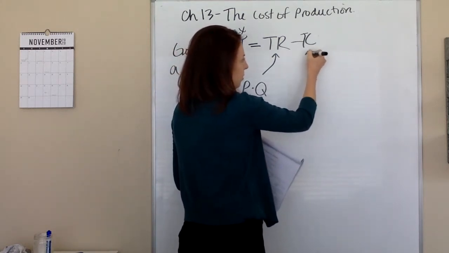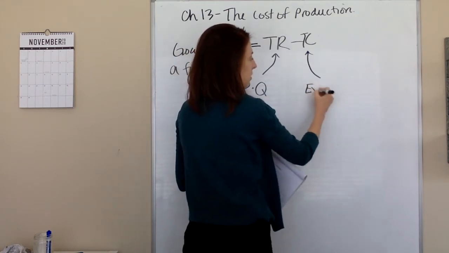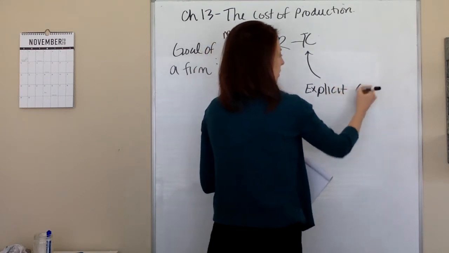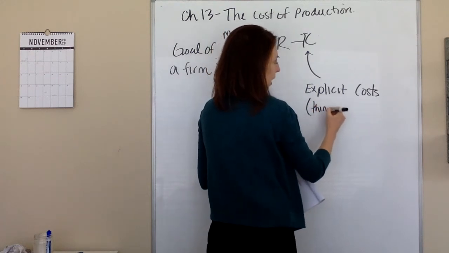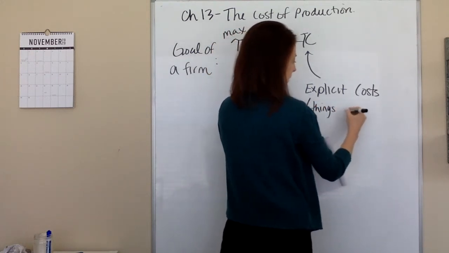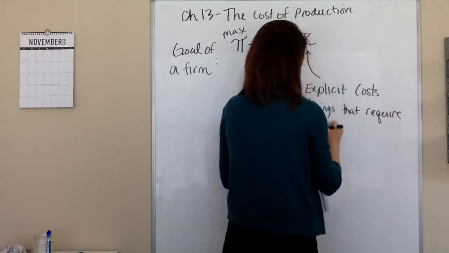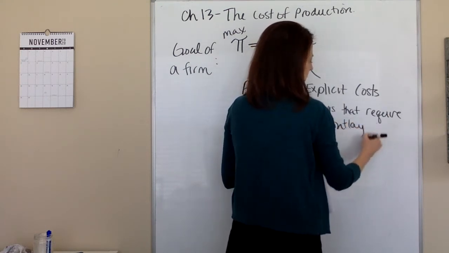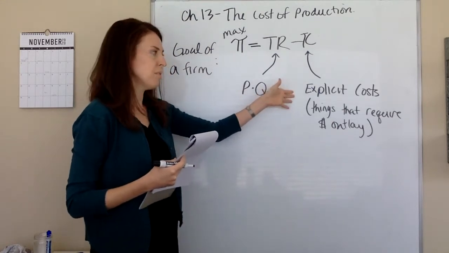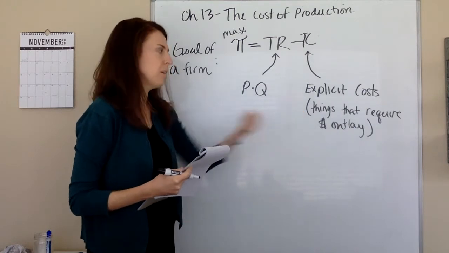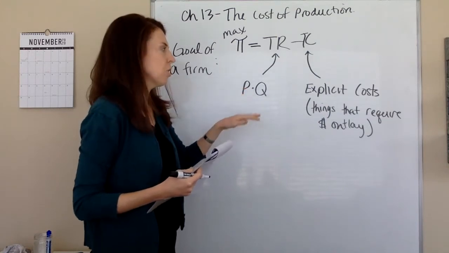Okay, nested inside total costs are going to be two flavors of costs. So there's going to be something called an explicit cost. Okay, what are explicit costs? These are things that require a monetary outlay. So most costs that you think of are explicit costs. So if you're a baker and you need to go to the grocery store and buy flour, that's an explicit cost because you have to hand over $3 in order to get your bag of flour. So by and large, the majority of costs are explicit costs.